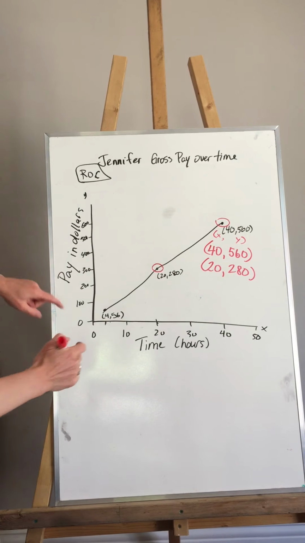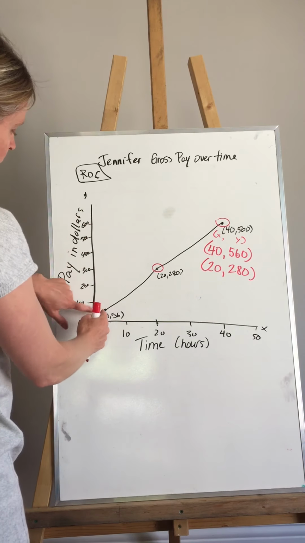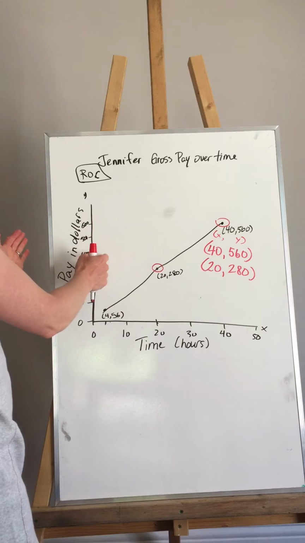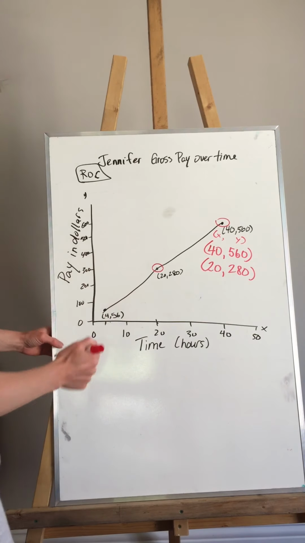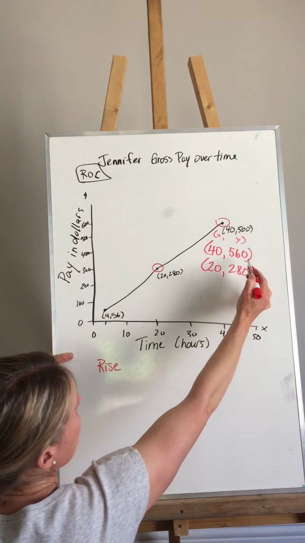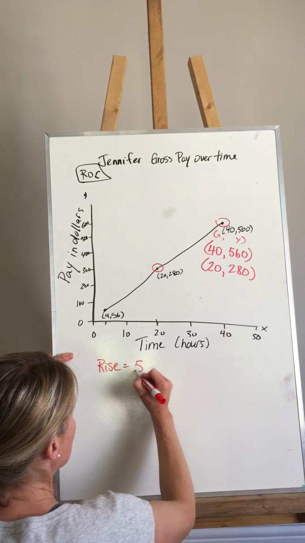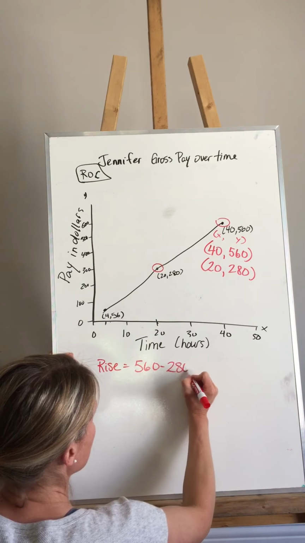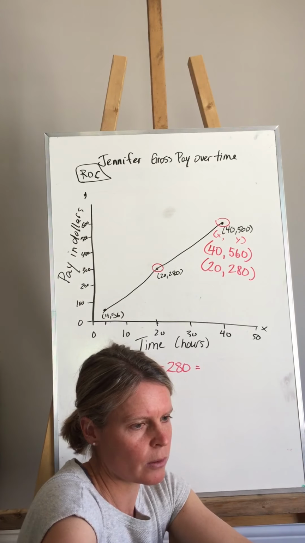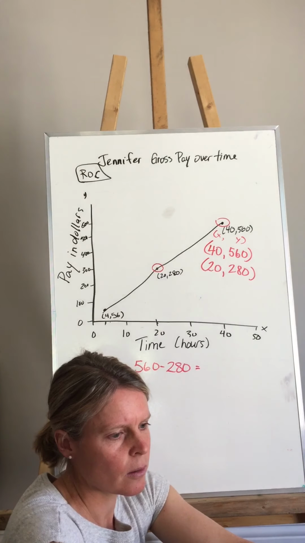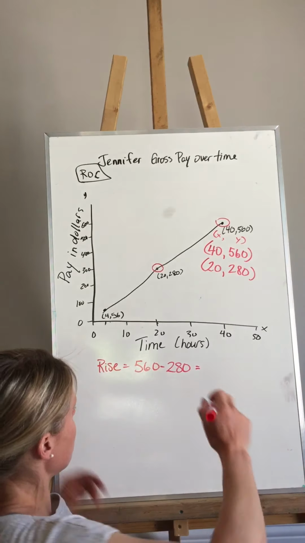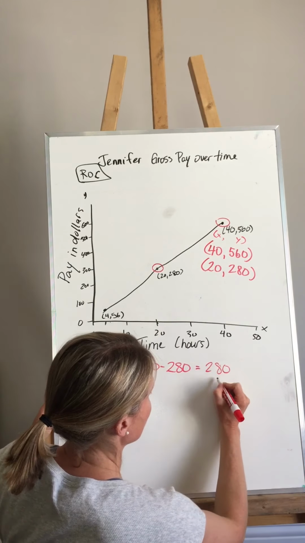It's easy to remember that the rise is the difference in the Y coordinates because this is the Y axis, right? And the Y axis has to do with rise, the x-axis has to do with run, right? You're going up and down. So the rise is going to be the difference in the y-coordinates. So 560 minus 280. And I believe that's 280, but I don't really want to make another mistake. So 560 minus 280 is 280. Okay. So that's my rise.